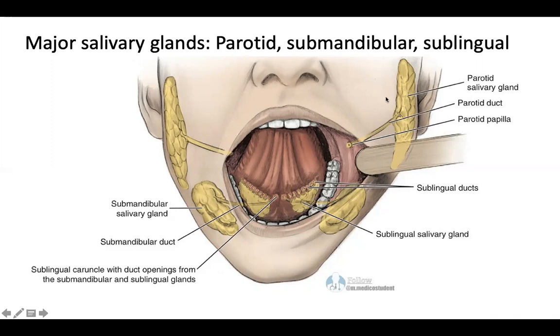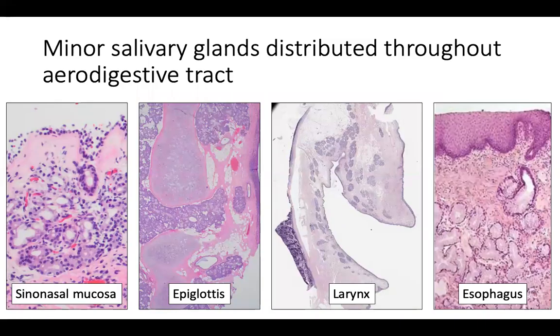The parotid gland will drain through the Stenson duct, which empties right here along the buccal mucosa. And the submandibular gland will drain through the Wharton's duct, which empties right here under the tongue, which can lead to some issues, which I'll discuss a little bit later. But then there are also minor salivary glands that are distributed everywhere, anywhere in the aerodigestive tract, from the sinonasal mucosa down through the trachea. Because of that, we can see salivary gland tumors pretty much anywhere in both the head and neck, as well as the respiratory system, and even in the esophagus.